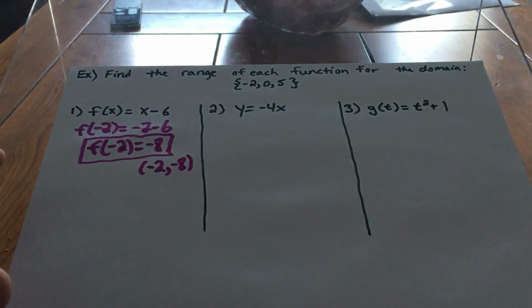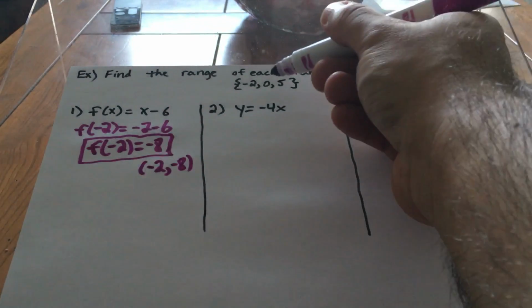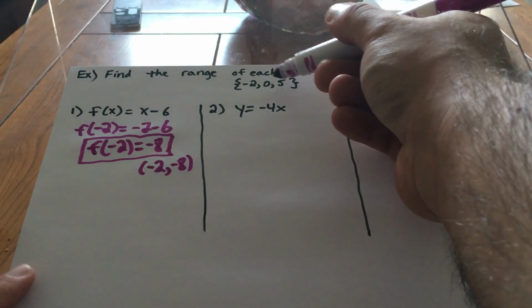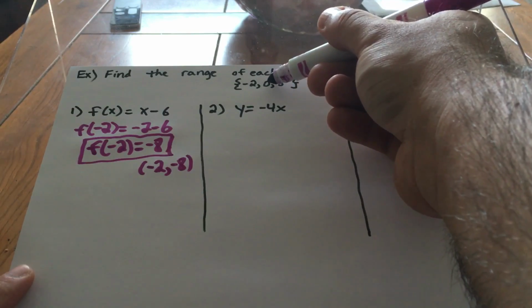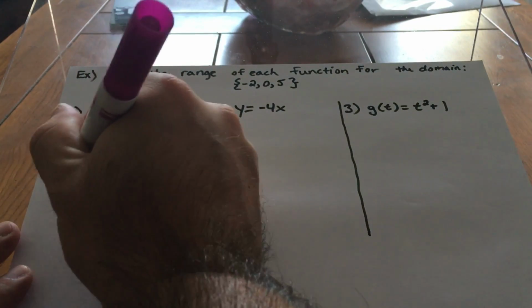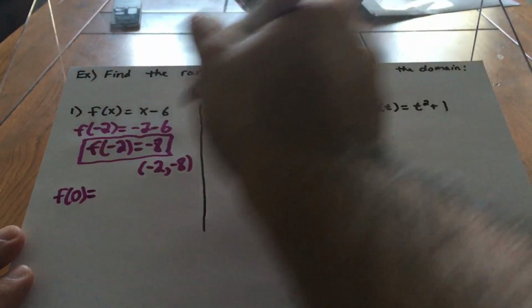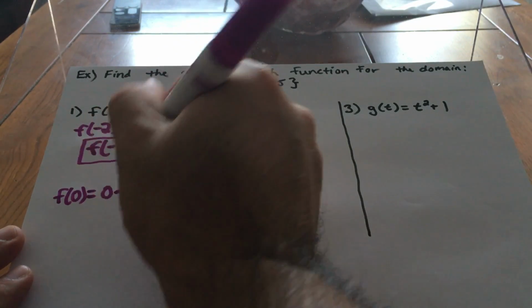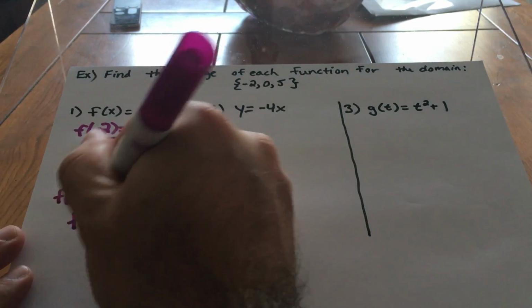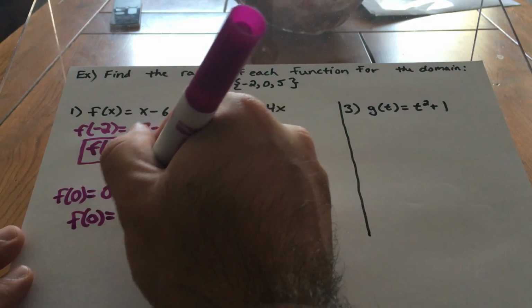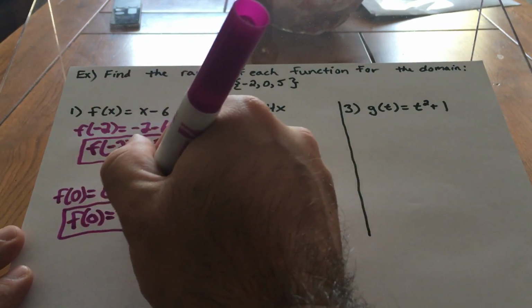All right. Now we're going to do the same thing with the other two numbers that they give us. So in this case, we're going to lift out x and put 0 in. So f at 0 is equal to 0 minus 6. So f at 0 is going to be negative 6. So there's our second answer.